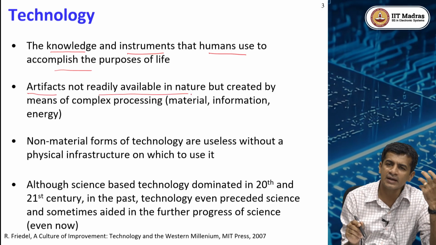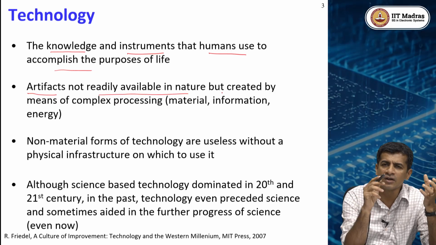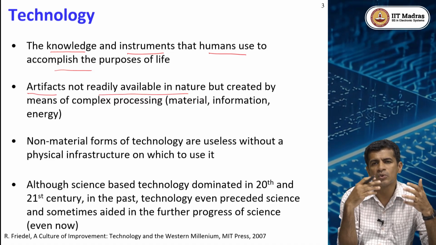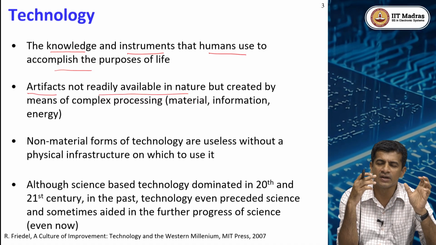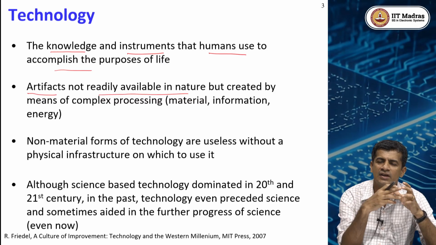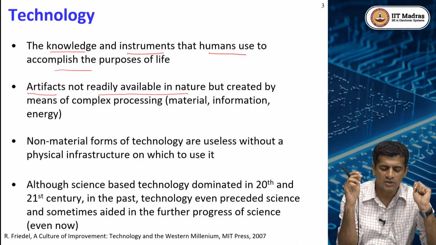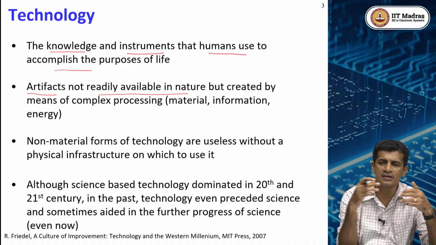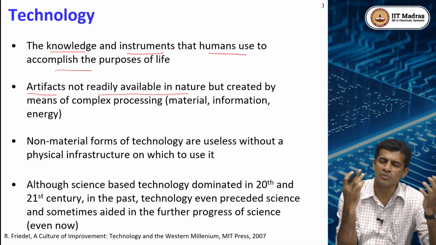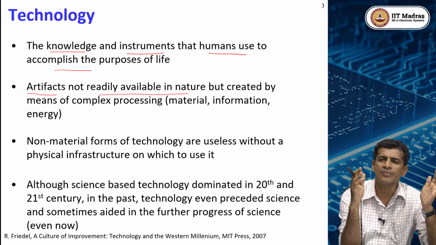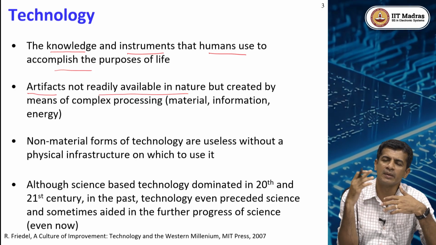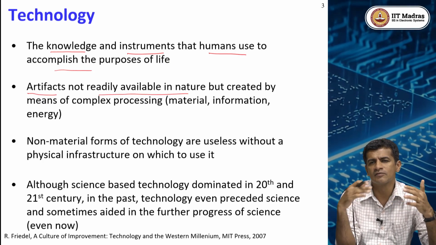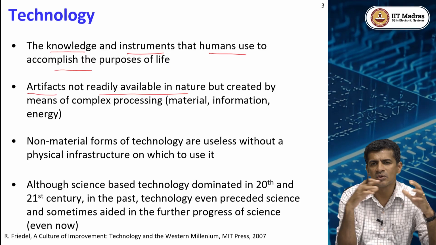In order to create these products, we take the raw materials and do a lot of material processing, and we convert them into a useful product. This kind of processing could be of material, information, or energy. In the case of a solar cell, we may be harvesting energy from one form and converting it into another form. So you do material, information and energy processing in all these gadgets.